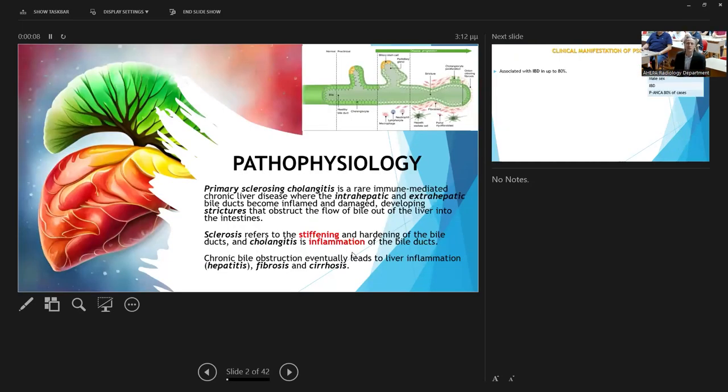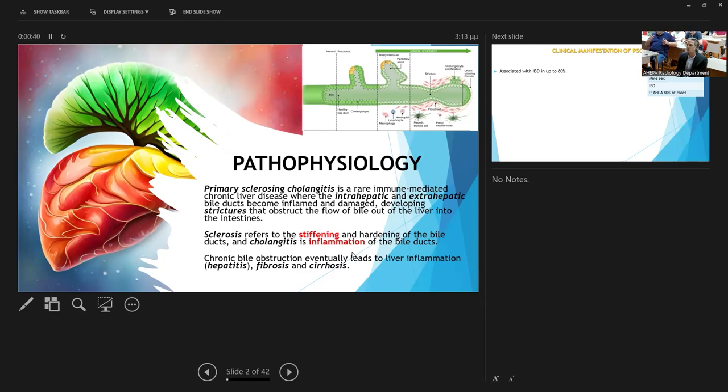Let's define what primary sclerosing cholangitis is. First of all, it's a rare immune-mediated chronic liver disease where both the intrahepatic and the extrahepatic bile ducts become inflamed and damaged, developing the so-called strictures that reduce and obstruct the flow of the bile out of the liver. Usually, the term sclerosis or sclerosing refers to the stiffening and hardening of the bile ducts, while the term cholangitis refers to the inflammation of the bile ducts.